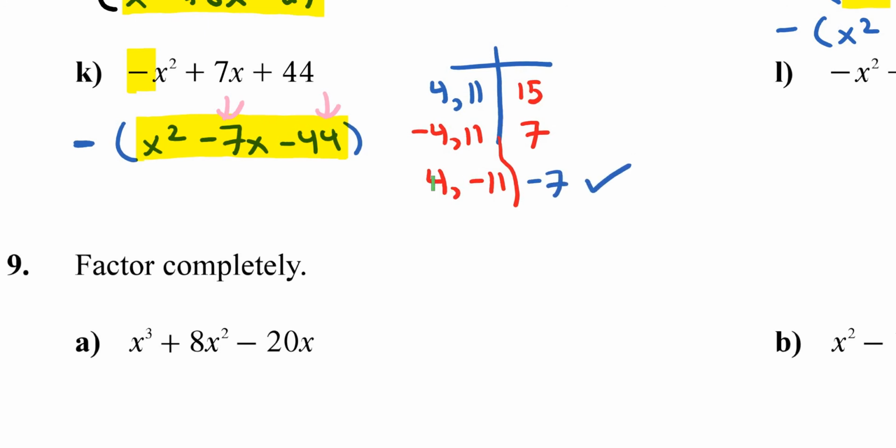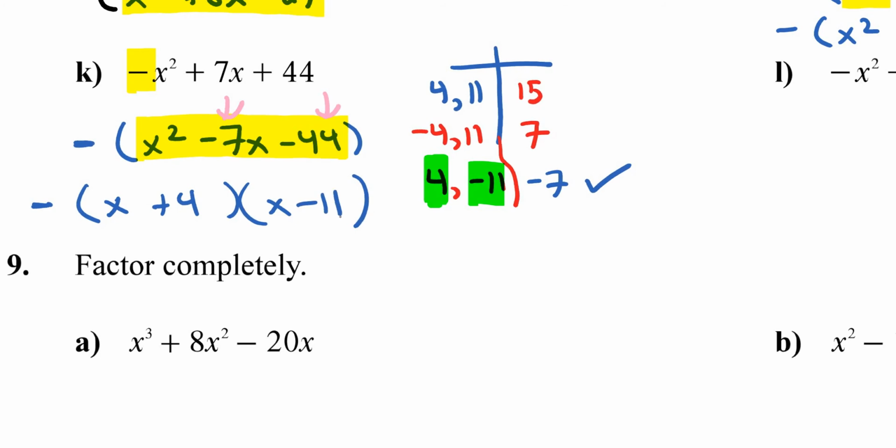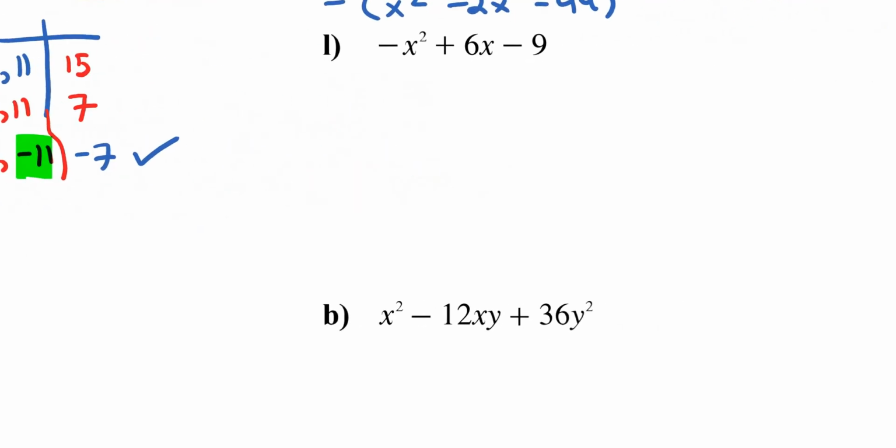This works. So the numbers I have are 4 and -11. So a negative sign, 2 sets of brackets, x plus 4, x minus 11. Great. Let's move on to letter L.